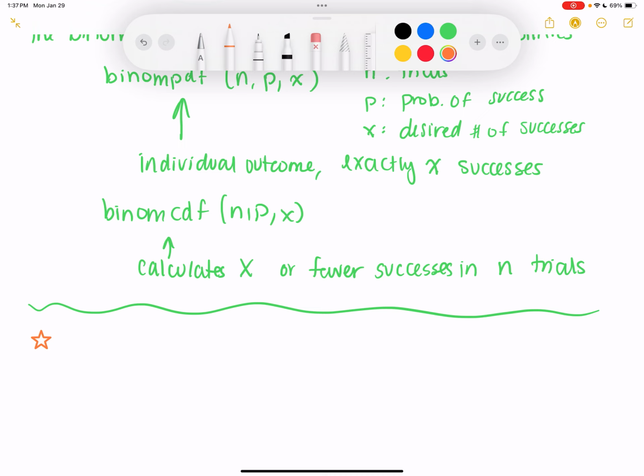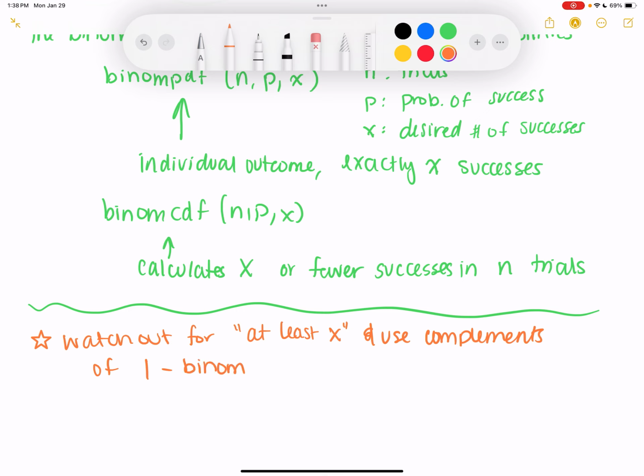Watch out for at least X, and use complements of 1 minus binom CDF of NPX minus 1.